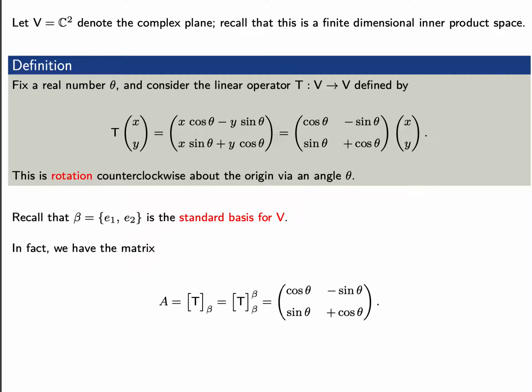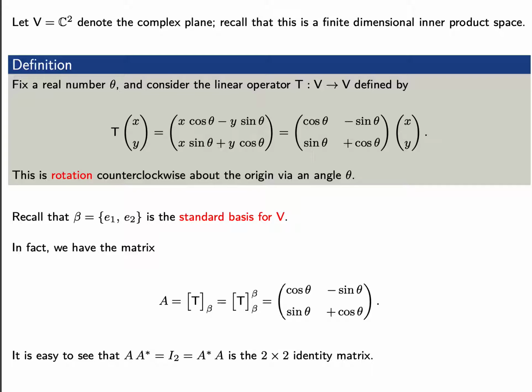We'll recall also that beta, consisting of e1 and e2, is the standard basis for our vector space V. With respect to the standard basis, we can write a matrix representation of our rotation as the 2 by 2 matrix with rows cosine theta, minus sine theta, and sine theta, cosine theta. It's easy to see then that A times A star is equal to the identity matrix, which is also equal to A star times A.